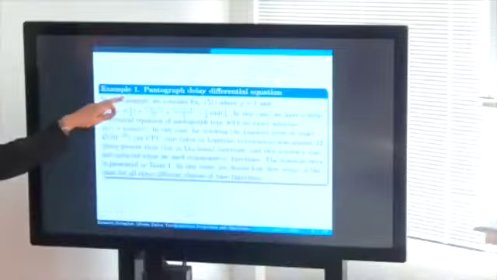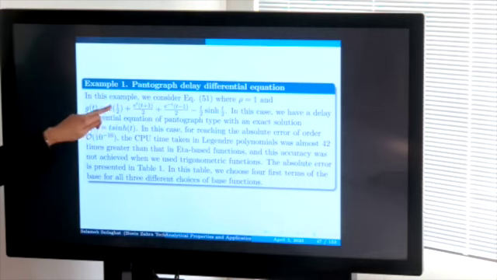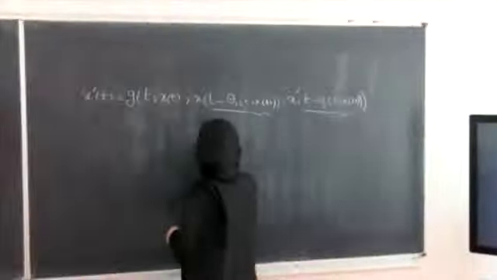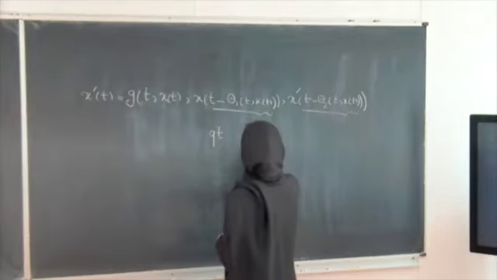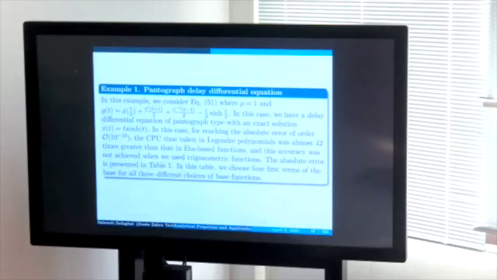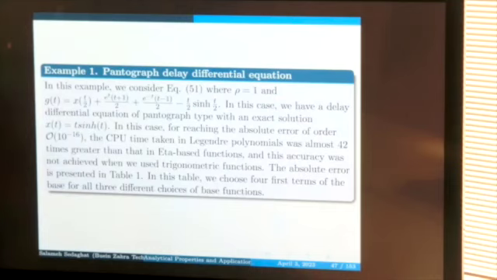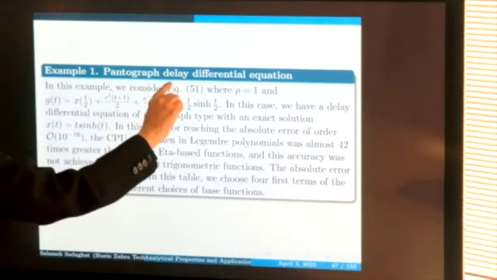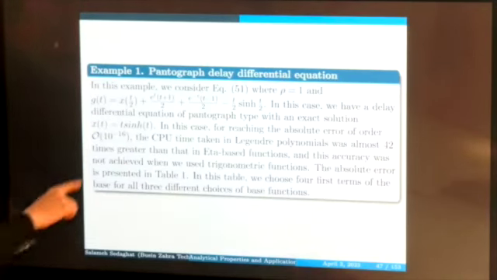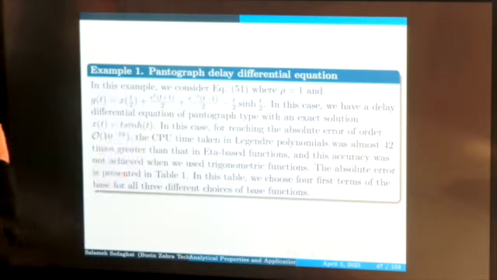In the first example, we have a pantograph delay differential equation. As you see here, we have t over 2, and the delay term is qt. Here q is half, and g is this function. The exact solution of this pantograph delay differential equation equals t times sine hyperbolic of t. As you see, it is a hyperbolic function.